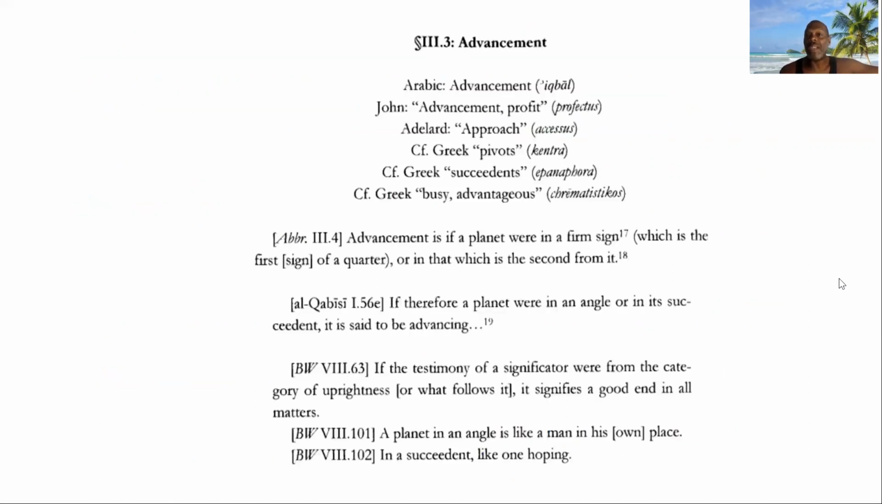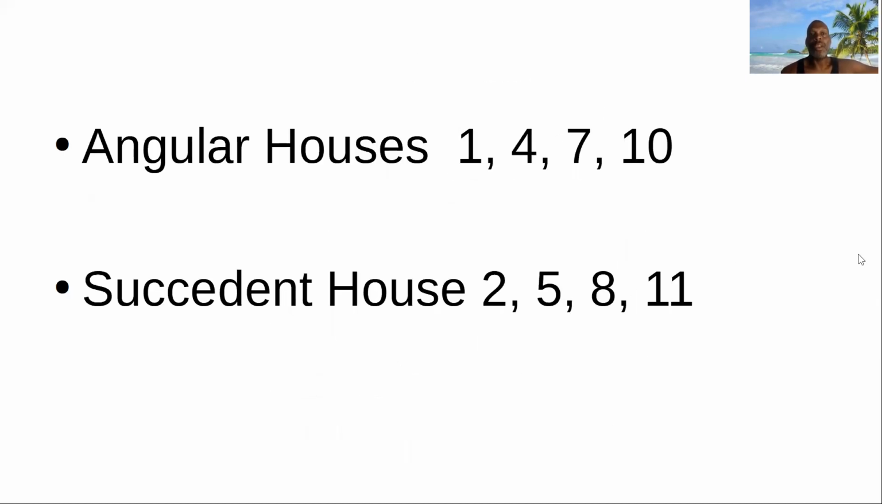We'll start with advancement. Simply put, a planet is in a state of advancement if it is in either an angular or succedent house. The angular houses are 1, 4, 7, and 10. The succedent houses are 2, 5, 8, and 11. Now, think about the angular houses. These are all the houses that everybody is the most concerned about.